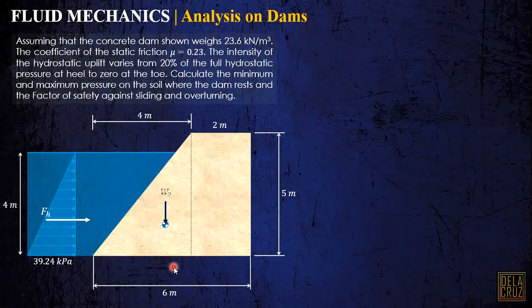So, let's call this one W2, and let's call this one W1. Of course, they will be acting at the centroid of these corresponding polygons. And of course, we should account for the water that is projected above that dam. Let's call this one W3. Okay? Tutulong ito sa stability ng ating dam. Okay. Now, let's define the forces.